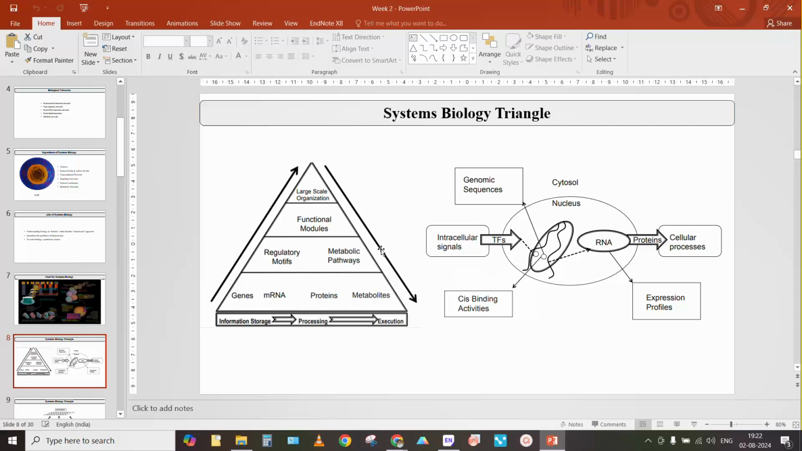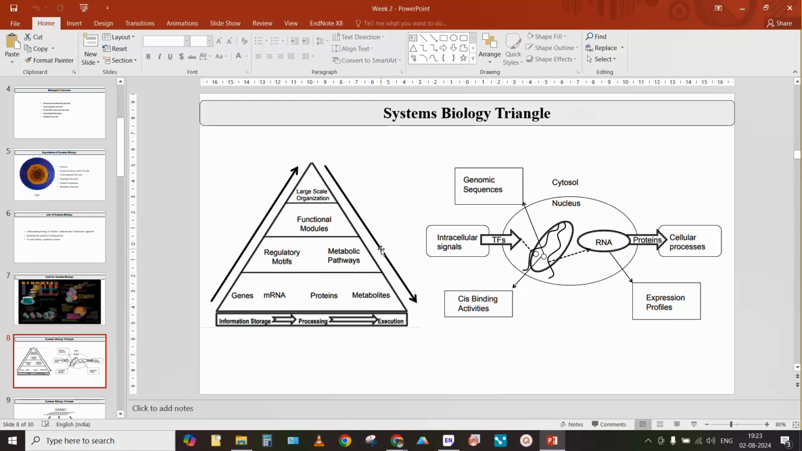First of all, the systems information is generated at various levels. As we have discussed, starting from genes, to mRNA, to proteins, to metabolites, as you can see in this diagram, or identifying the regulatory modifiers, metabolic pathways, functional modules, and different large-scale organization. So this information has to be stored, processed, and further executed to identify the system level information.